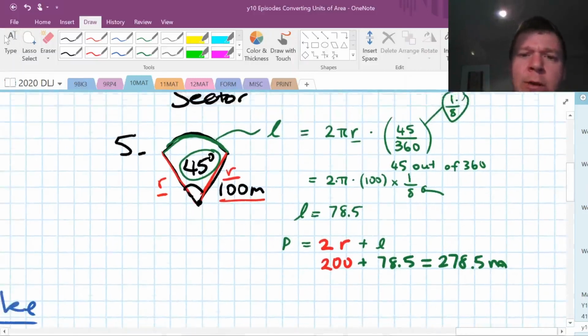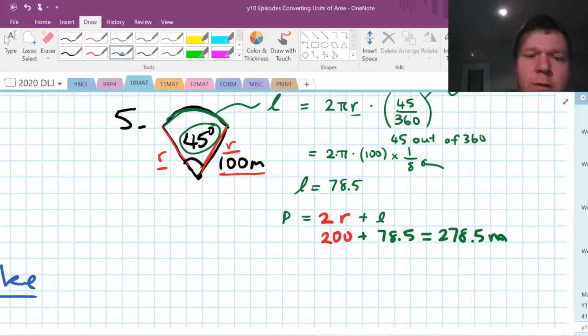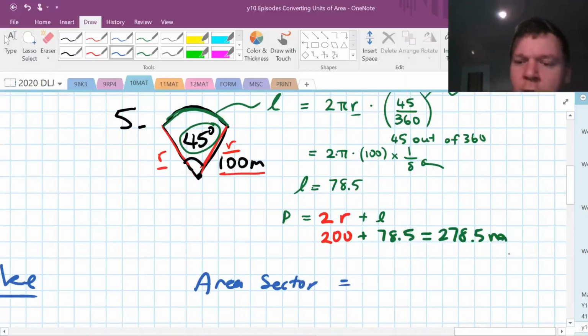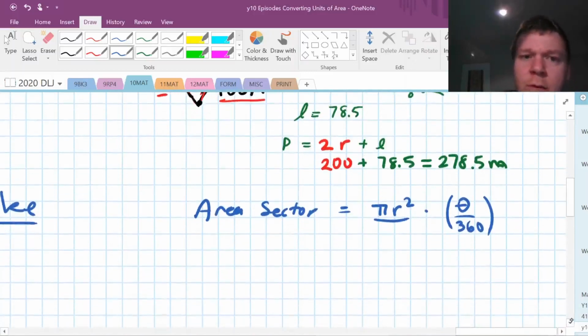All right, now we want to do the area of the sector. So the area of the sector is pretty much the area of a circle, but you're doing the same proportion thing again. So the area of a circle is this part of the formula, and then our multiplier is going to be whatever angle we have divided by 360. So this is just our circle, and this is the proportion of the circle.